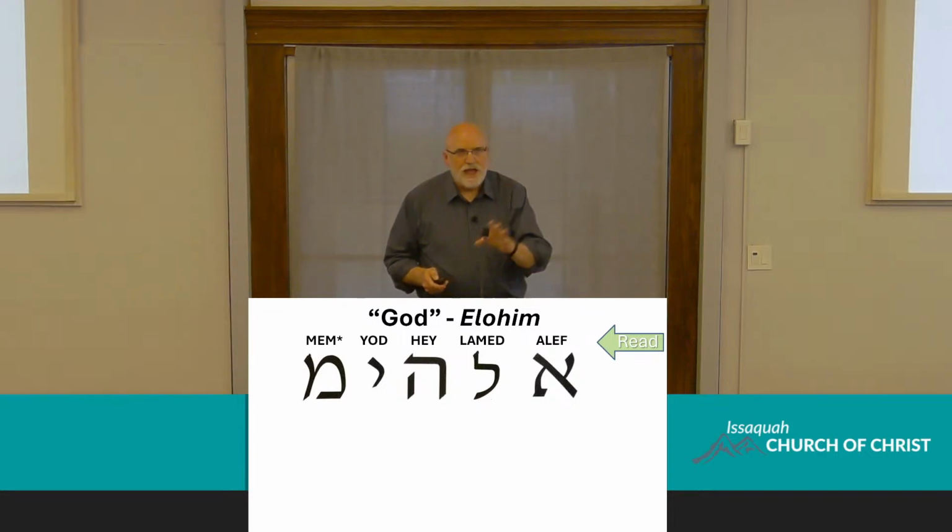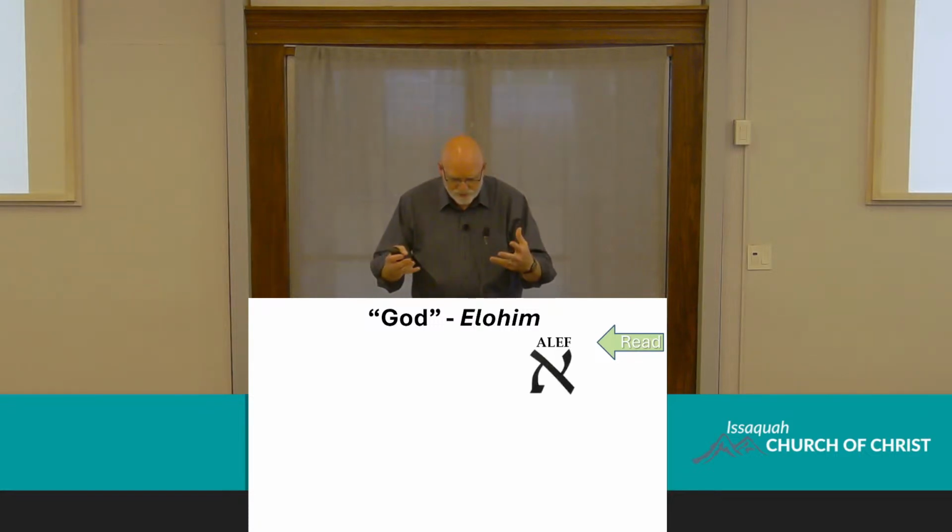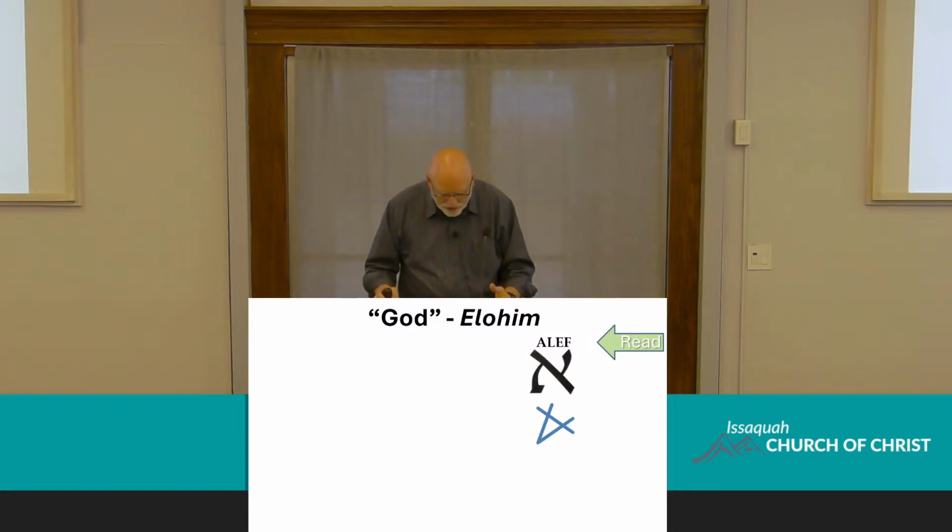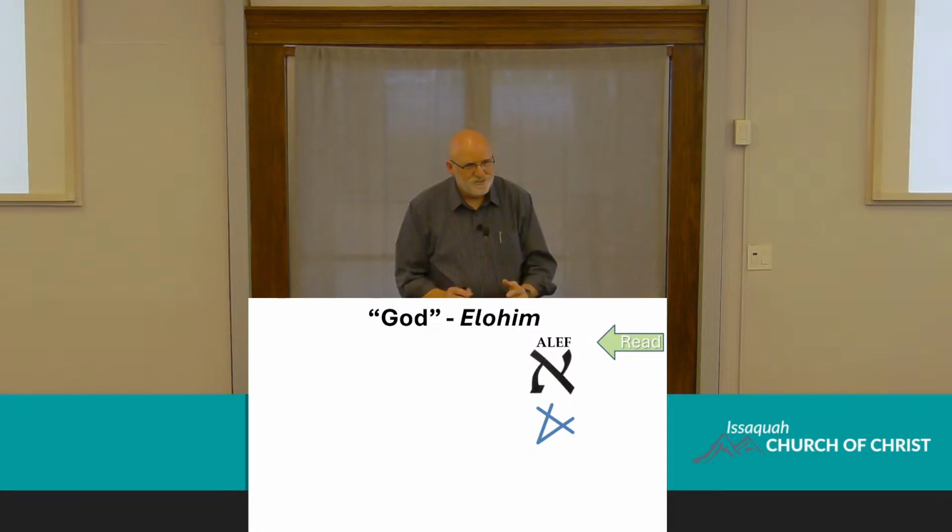So now let's look at the pictographs that go along with this. So Aleph is the ox. Again, that stands for God. The Aleph of Elohim makes me wonder, is that why the Israelites made a golden calf in Exodus 32 to represent God? Because Aleph is an ox. It's the strength of the ox.